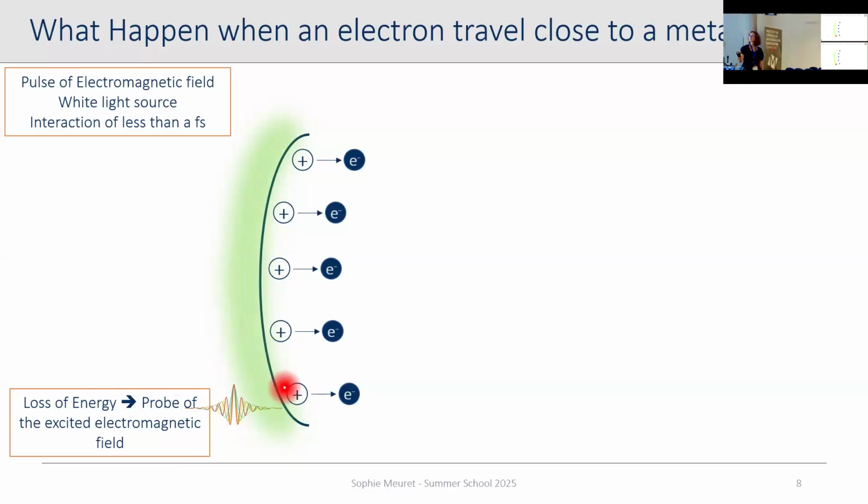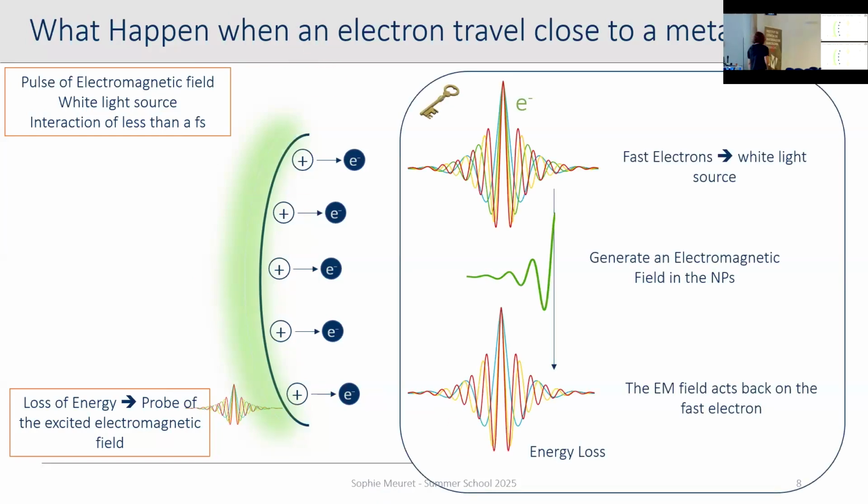So actually what you're probing when you're looking at your electron after interaction with your sample is a loss of energy to this magnetic field that it actually created on the sample. Something you have to remember is that you have a fast electron that is like a white light source in our case. You generate an electromagnetic field inside your metallic particle that's going to act back on it and lose energy. And what you're looking at is the loss of energy from your initial beam to the end, which is your electron energy loss spectroscopy.